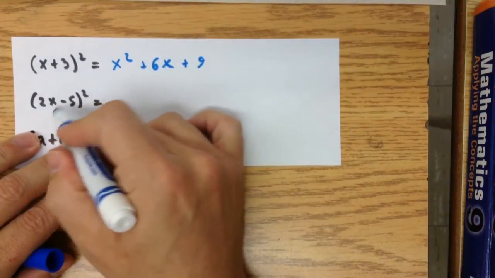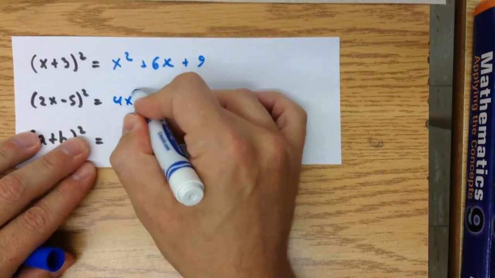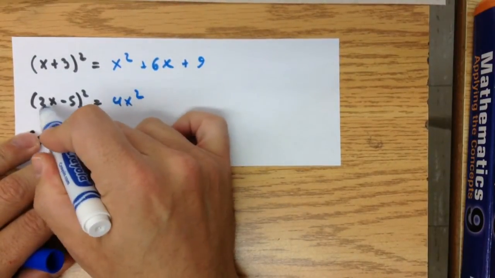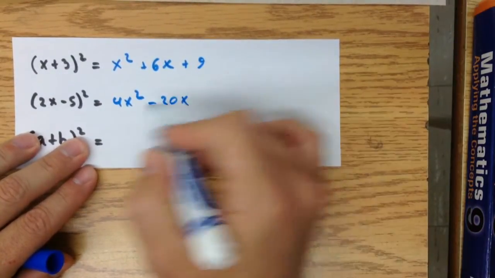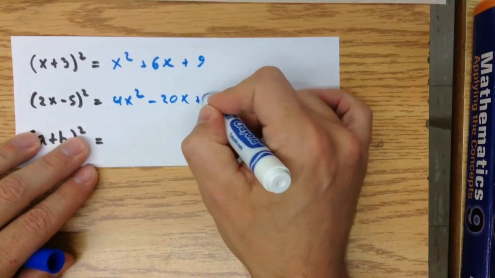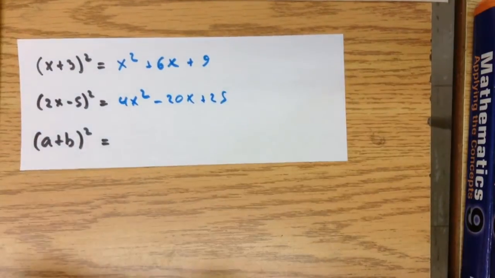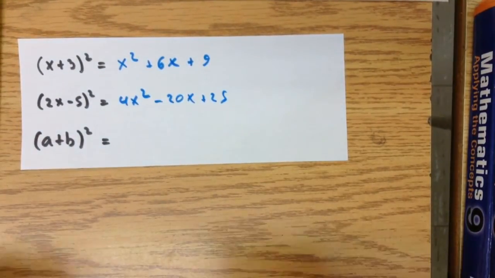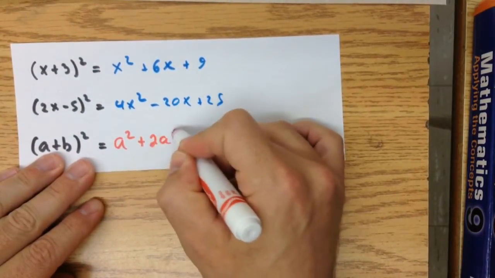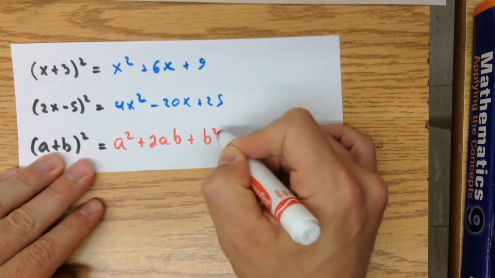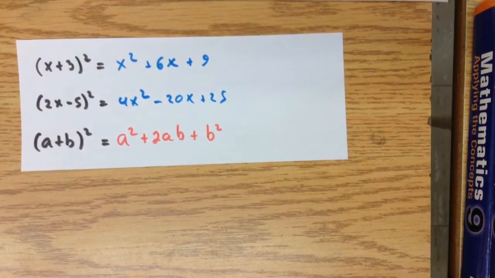How do you expand this one? Well, 2x times 2x gives me 4x squared. And then you're going to get minus 10x, which gives me minus 20x. And minus 5 squared is plus 25. So the general term for it, we can clearly see that it's going to be something like this: a squared plus 2ab plus b squared. And you want to remember that one.